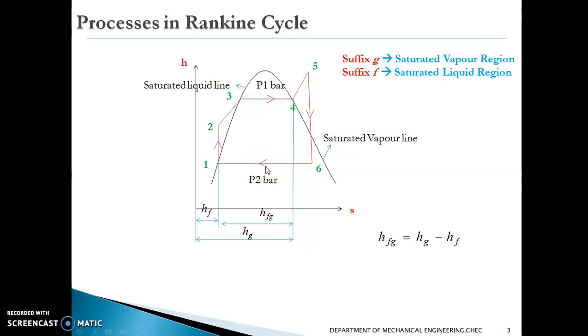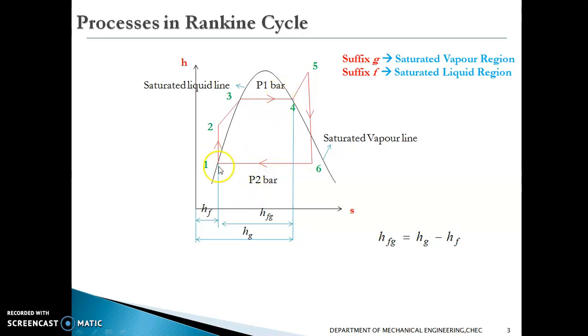Coming to the processes in the Rankine cycle, if we represent all the processes of the Rankine cycle in an HS diagram, it would look like this. All the processes operate between two pressure limits. P1 bar is the maximum pressure and P2 bar is the minimum pressure.